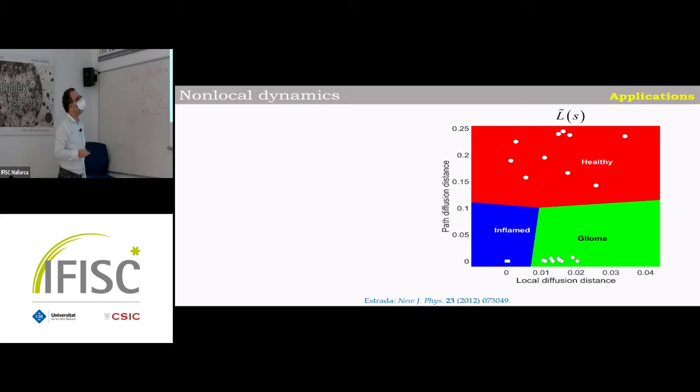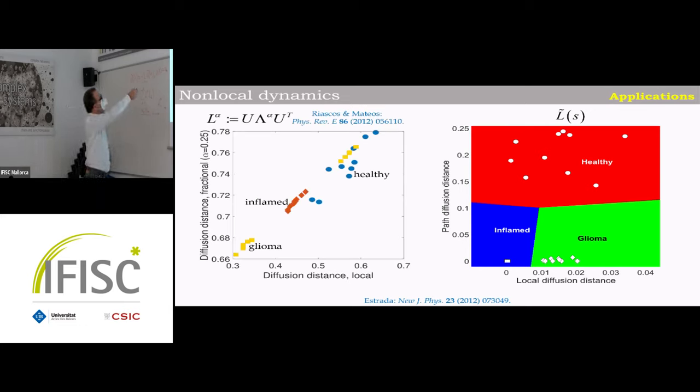If you try the same with another approach, which is the fractional Laplacian introduced by Riascos and Mateos in 2012, what you observe is that there is no separation at all between the three classes. You can try many different arrangements of parameters, and you can see that it's very, very difficult to separate between these two classes. In this particular scenario the results are bad for the three classes, but in general you have a good separation between healthy and the other two, but not a good separation between these two.